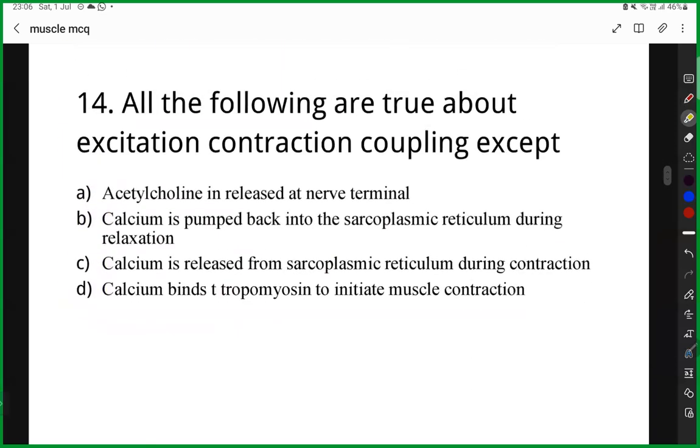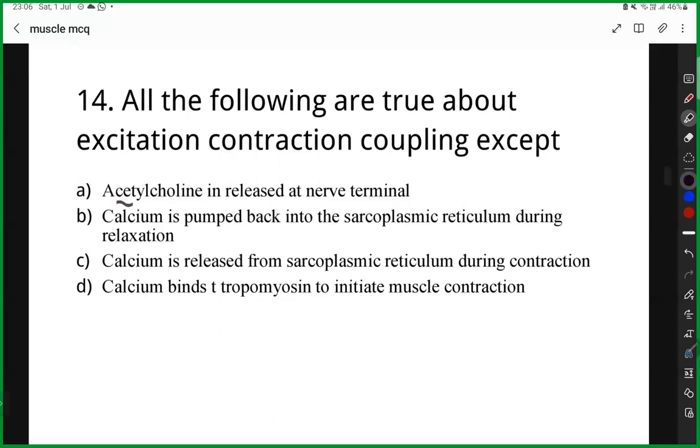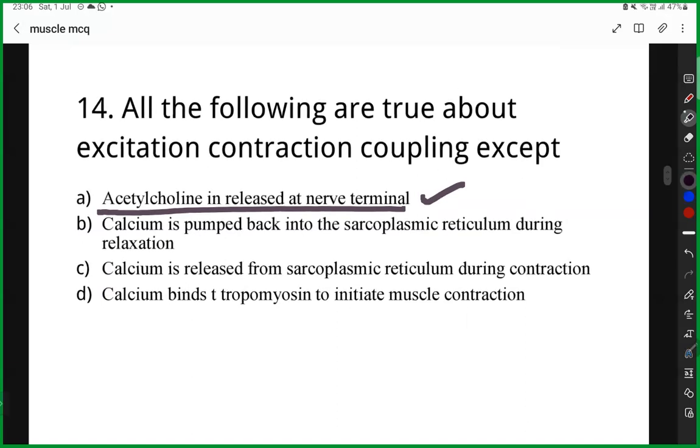All of the following are true about your excitation contraction coupling, except. Okay, let's discuss. Number one, acetylcholine is released at the nerve terminal. Is it right? This is 100% right, so this option is right. Calcium is pumped into the sarcoplasmic reticulum during relaxation. Yes, of course, this is pumped by SERCA. Therefore, the answer is true. I have no doubt in that.